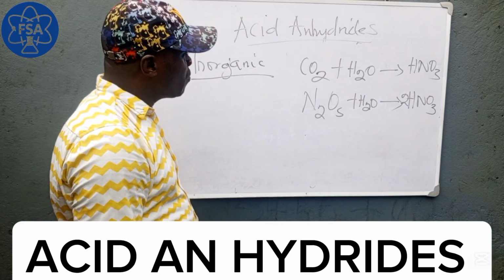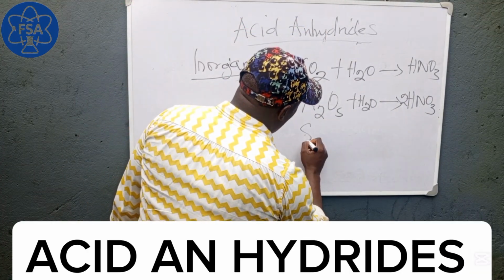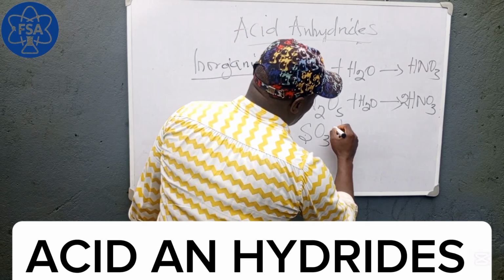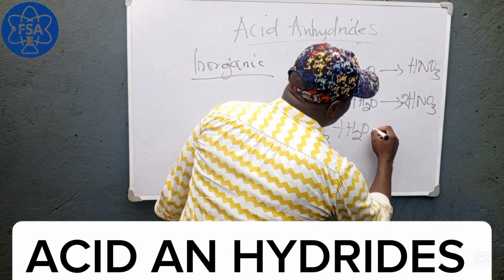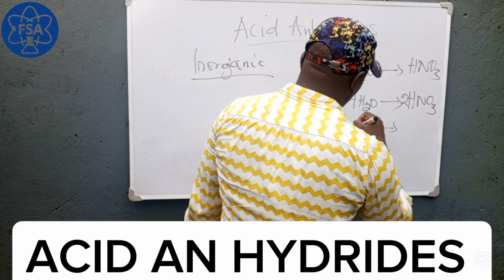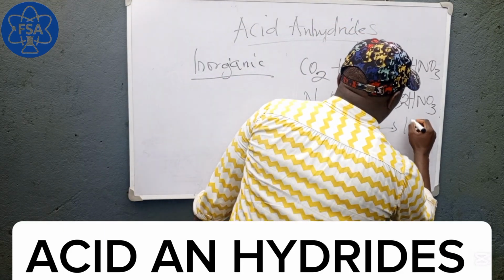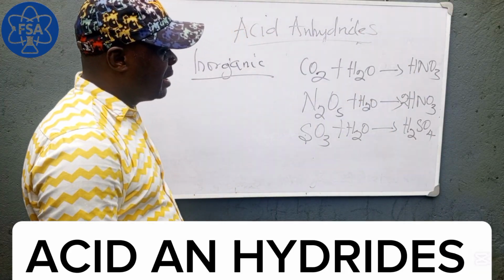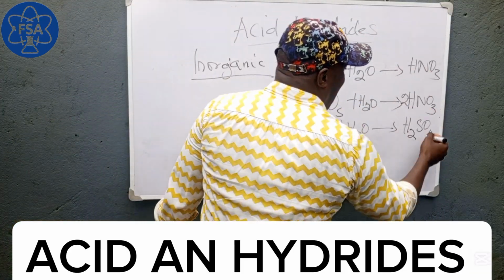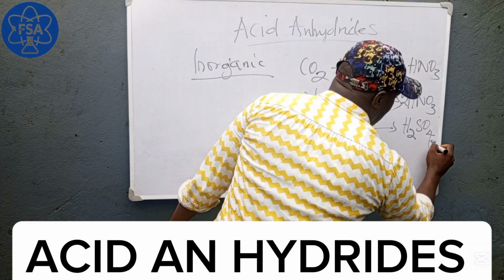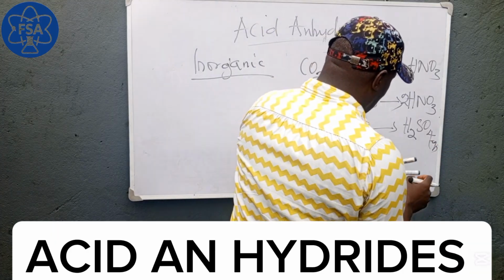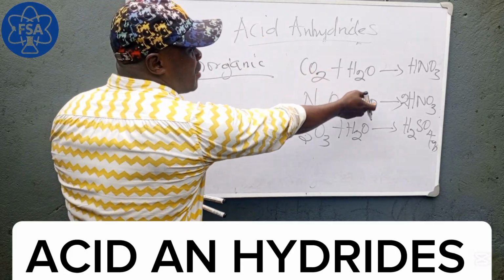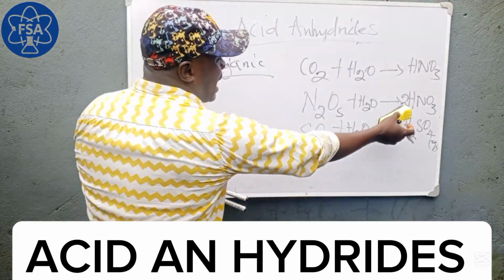Then the next one, I've also mentioned that if we have SO3 plus water, this will give us tetraoxosulfate(VI) acid. These are aqueous. So all these, when they dissolve in water, form an acid.